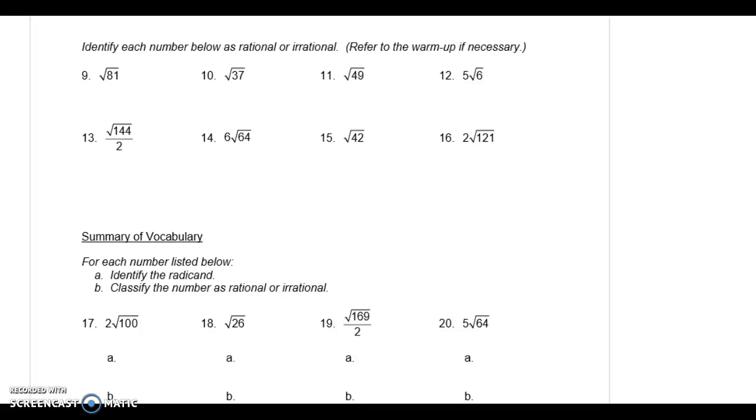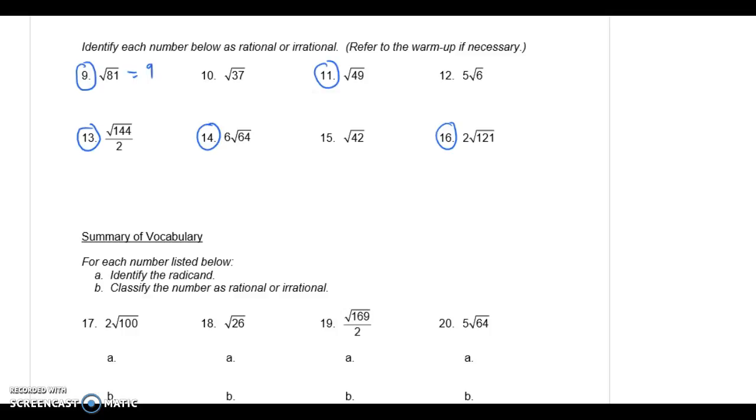So what I've noticed when I did this is these numbers right here, all of those are rational numbers. Because if I take a look at the radicand, again, that's the number underneath the square root, every single one of those is a perfect square. 81, 49, 144, 64, 121. So what ends up happening is if I find out what the square root of 81 is, I just get 9. I can write 9 as 9 over 1.